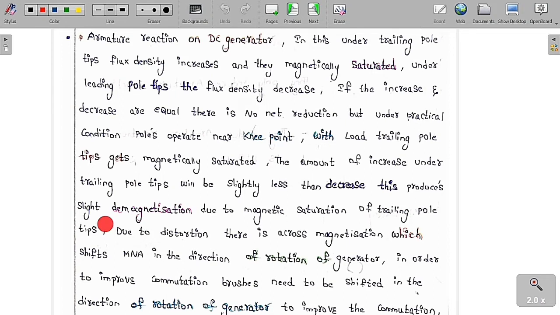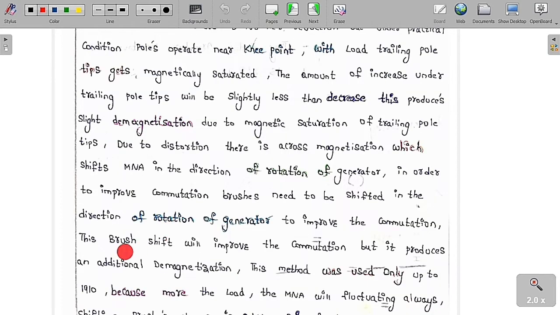So this produces slight demagnetization. Due to magnetic saturation of trailing pole tips and due to distortion, there is a cross magnetization which shifts the MNA in the direction of rotation of the generator. In order to improve commutation, brushes need to be shifted in the direction of rotation of the generator. This brush shift will improve the commutation, but it produces an additional demagnetization.